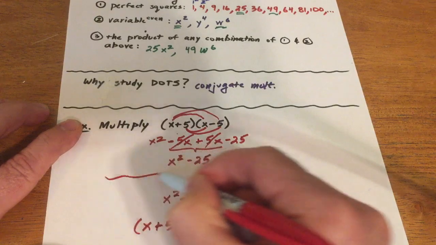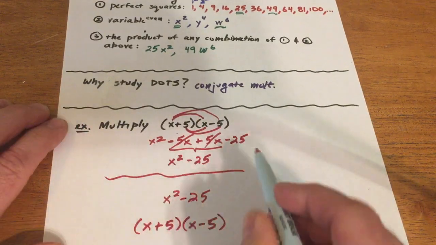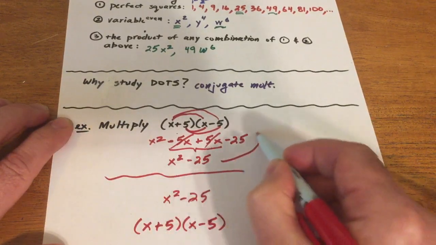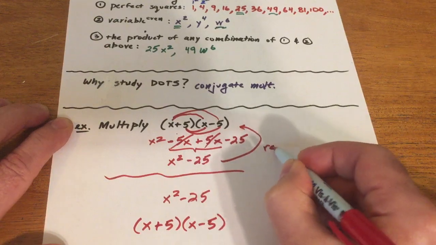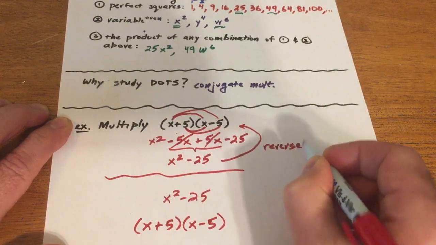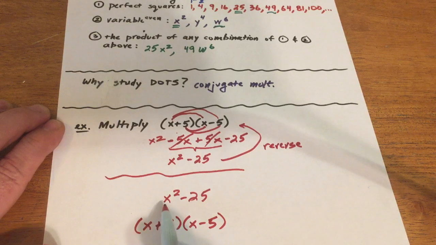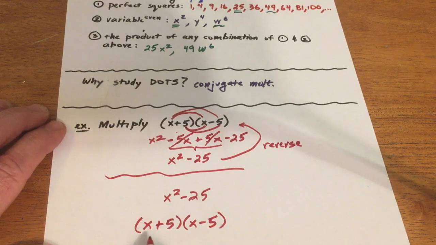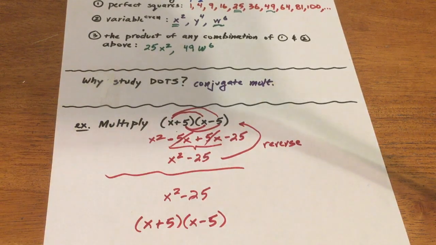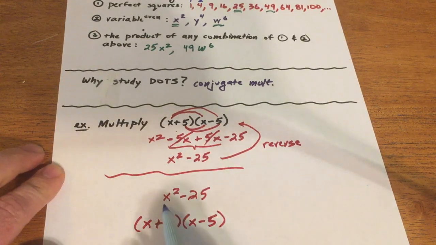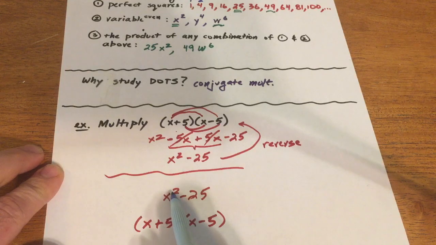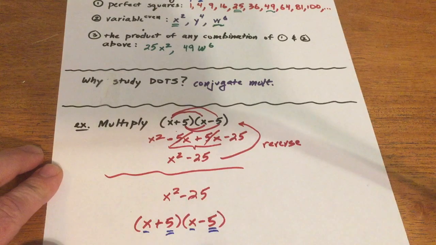There we go. And now, as long as we reverse this pattern, we're going to end up taking this and factoring it into that. Now, let's take a look at our problem here very briefly. As we take a look at the x squared, we're going to get an x and an x right here. 25 is going to basically give us the 5 and the 5 right here.